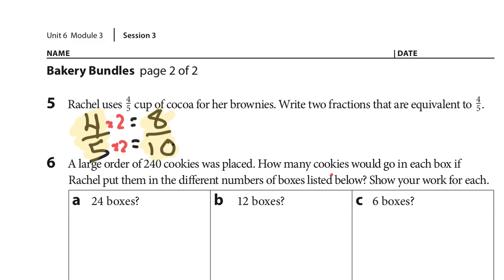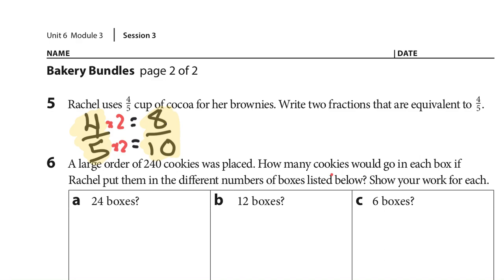If I took a birthday cake and I cut it into 5 pieces and I took 4 of them, and then I had another birthday cake the same size and I cut it into 10 pieces, but I took 8 of them, I would have the exact same amount, just different sizes of pieces.